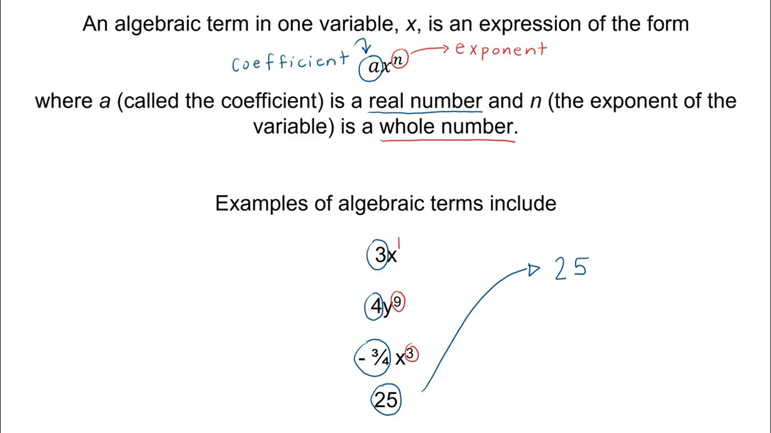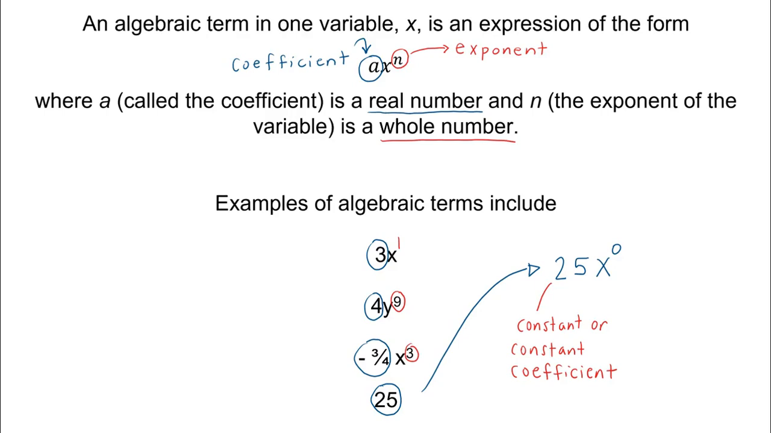Algebraic terms without a variable are called constants or constant coefficients. And the reason they're called constants is because they do not contain a variable portion. And because they don't contain a variable, they don't vary, and therefore they are constant. But if we really take a hard look at constants, these numbers without a variable, we can write them with a variable if we wanted to. In other words, I could say that 25 is the same thing as 25 times x to the 0 power.